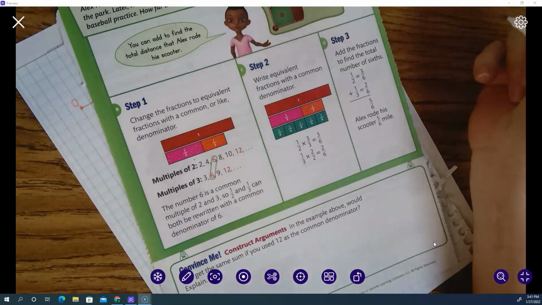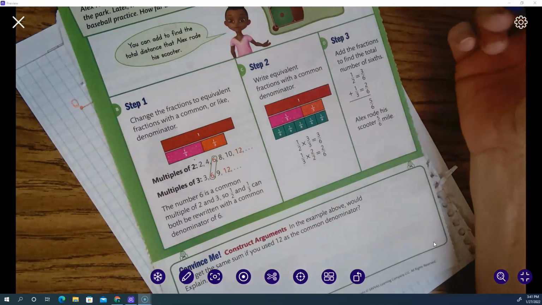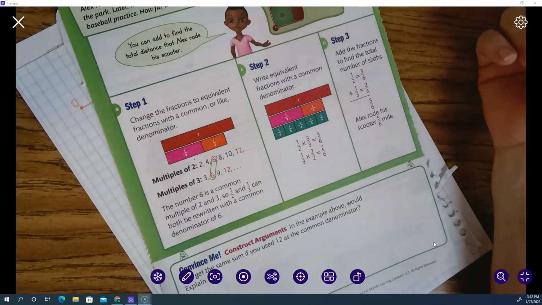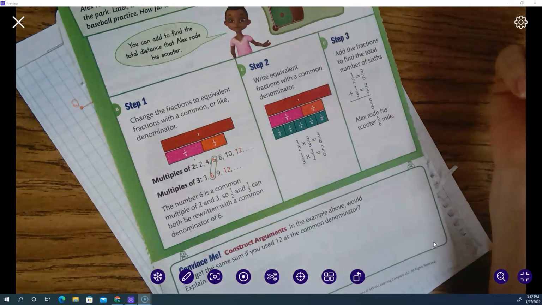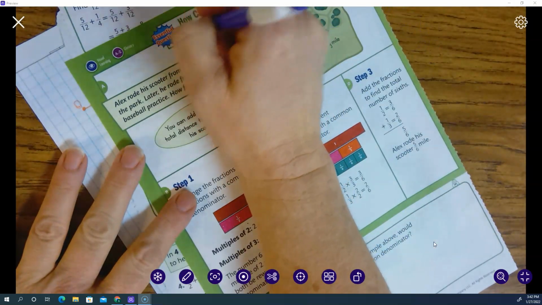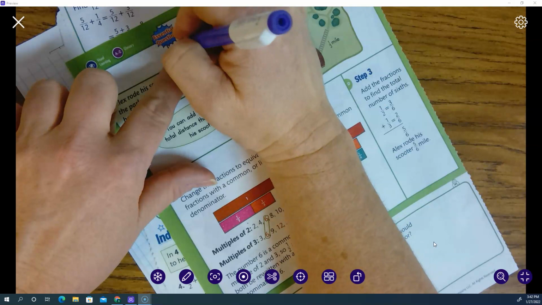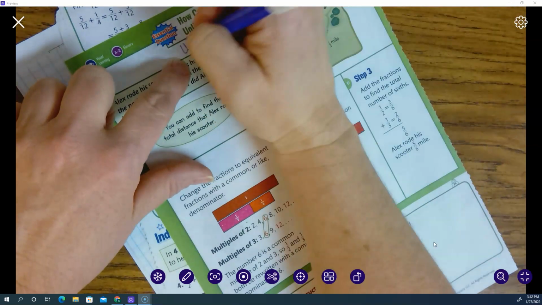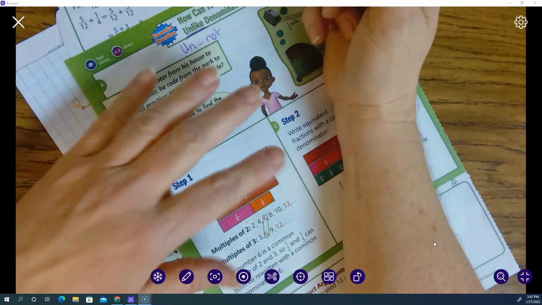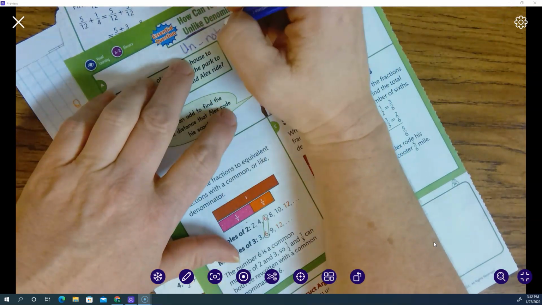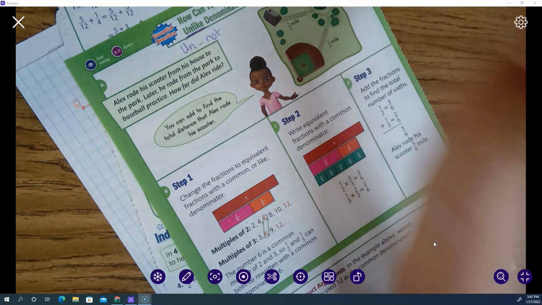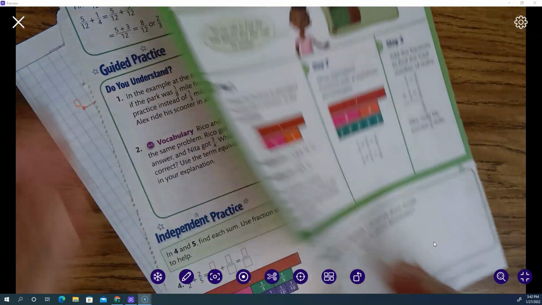Today, what you are going to be working with is when you need to add fractions that have denominators that are not the same. So we call those unlike denominators. We know that the prefix un means not. The word like means the same. So if it's unlike, it's not like each other. Okay? So there are ways to do this.